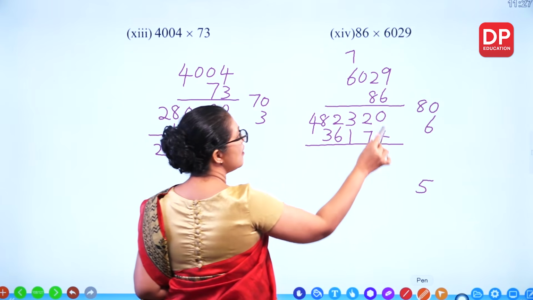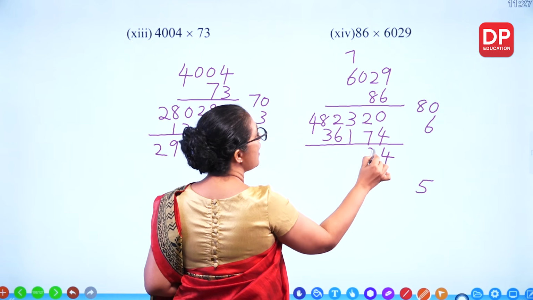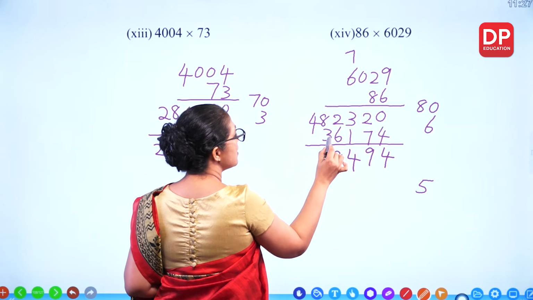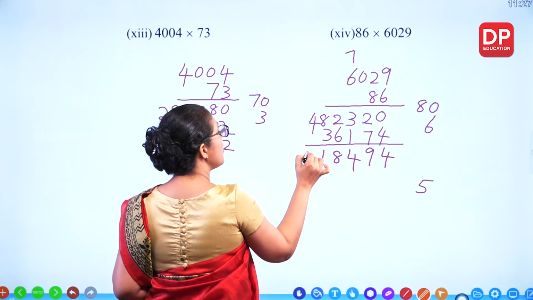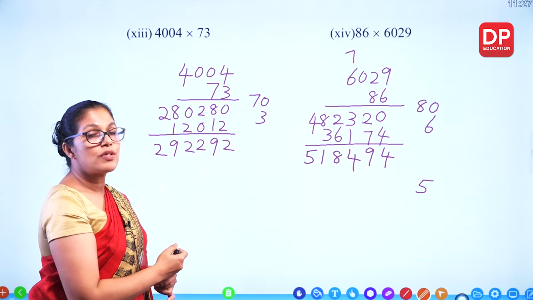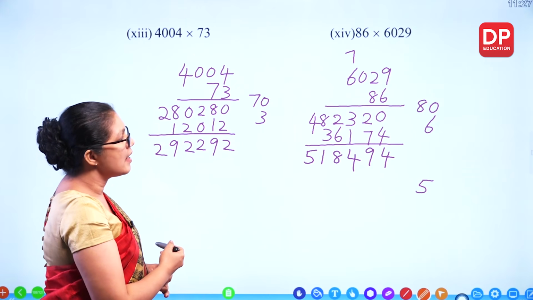Now add 4, 9, 4. And here 8. 11 and 1 you take here 5. 518,494.